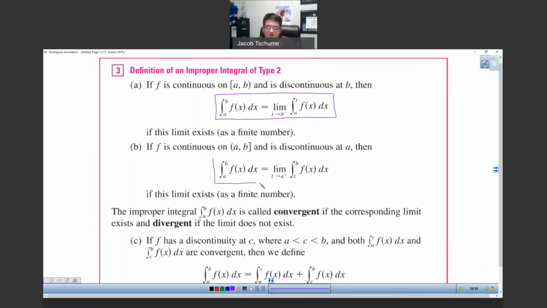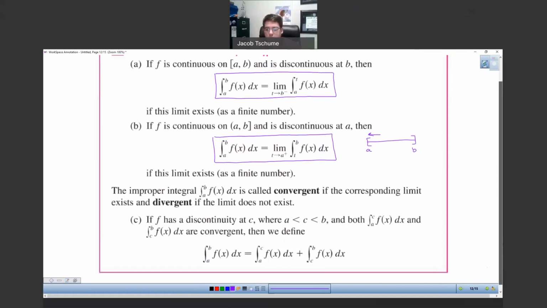If your asymptote falls on the left endpoint, which means that a value has an asymptote, then instead you would do the limit as t approaches a from the right of the integral from t to b of f of x dx. That's because if you think of it, I'll use a little line graph right here. If you think of it as the integral from a to b, you want to approach a as close as you can from the right-hand side. That's why we do a right-hand limit when it's the left endpoint that's discontinuous.